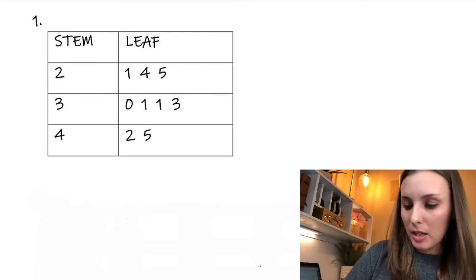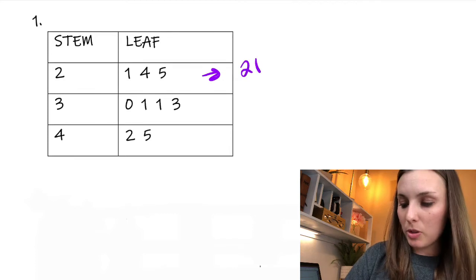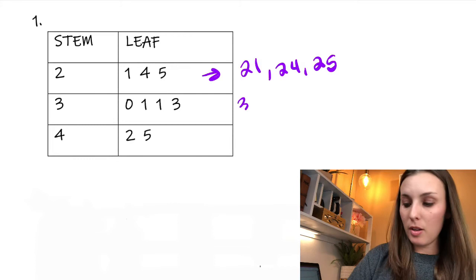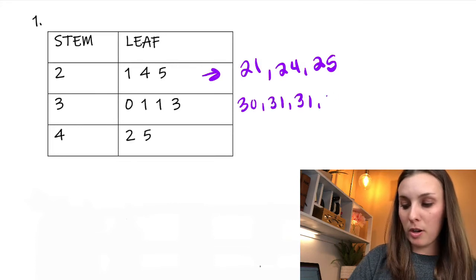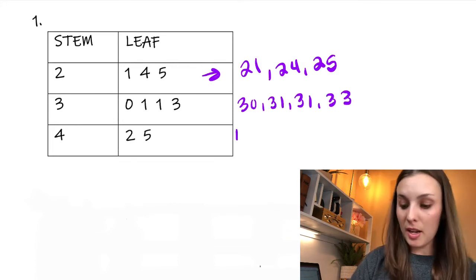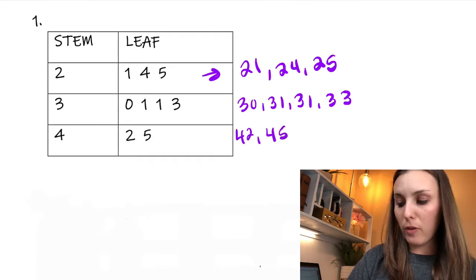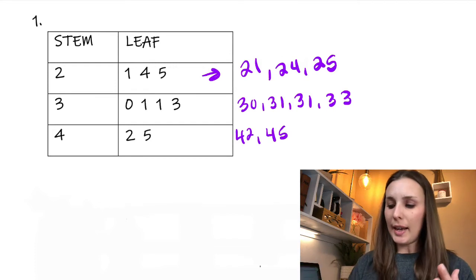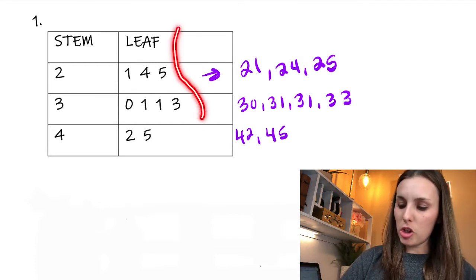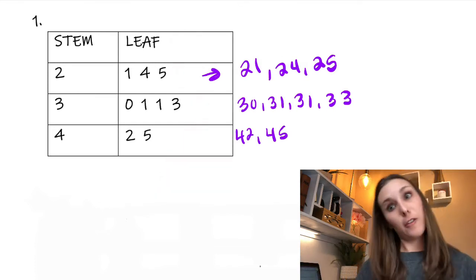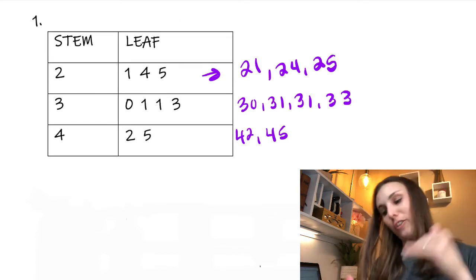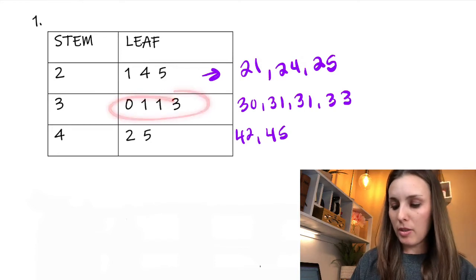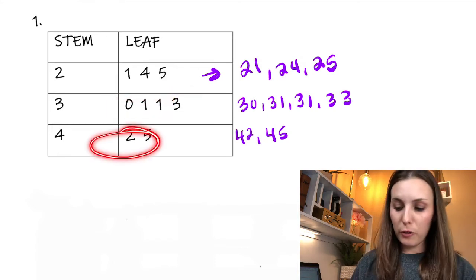So if we were to write these numbers out, 21, 24, and 25. This is 30, 31, 31, 33. And this is 42, 45. So the stem and leaf is just a way of breaking up your data. It kind of shows you the shape of the data. If you tilt your head, you can kind of see the curve of it. So you can really see, okay, most of these are in the 30s. Very few were in the 40s.